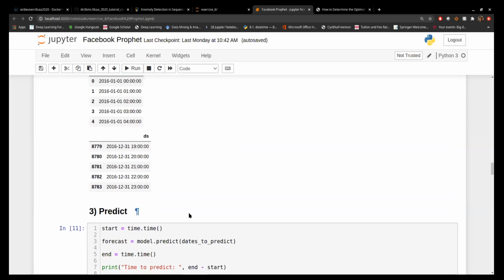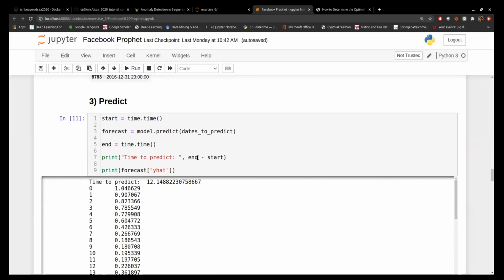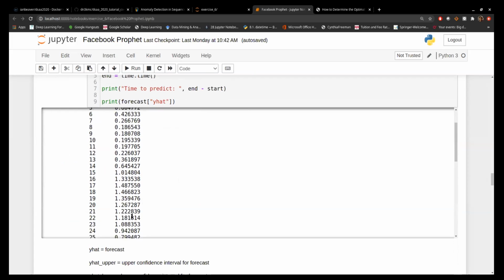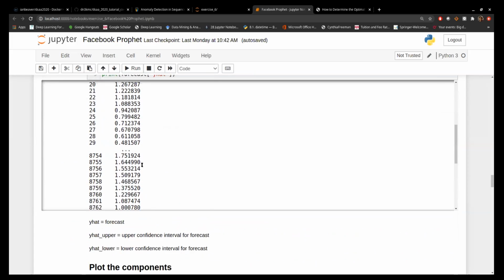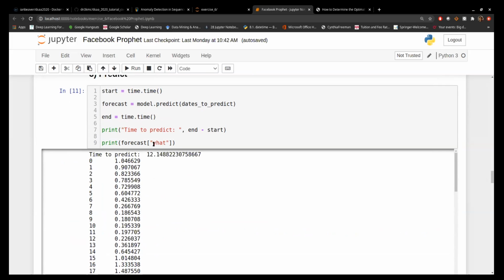So I make my forecasts here, and the result is a data frame where we can obtain the forecast y hat and the upper and lower confidence intervals using y hat upper and y hat lower. Here, I'm just showing you y hat.